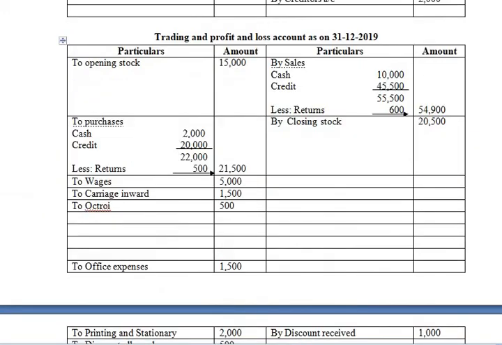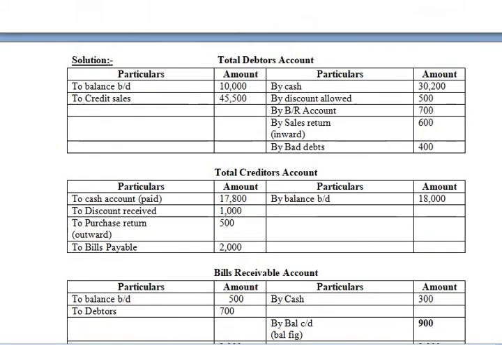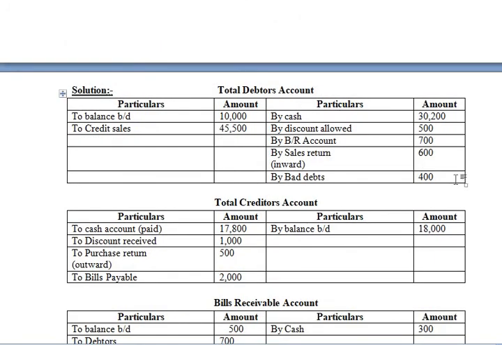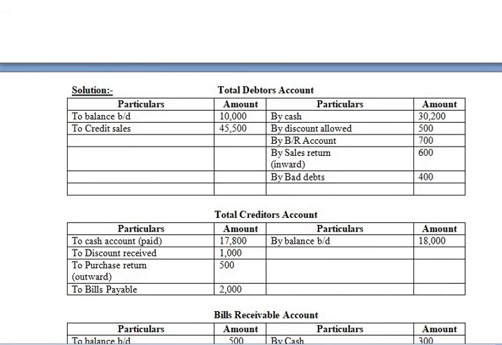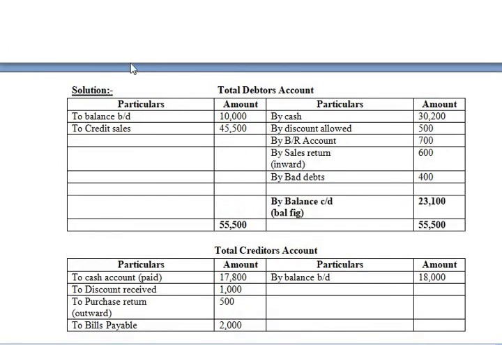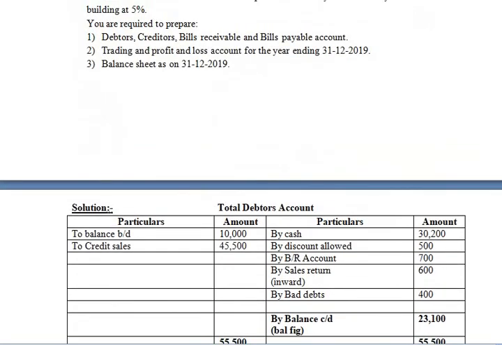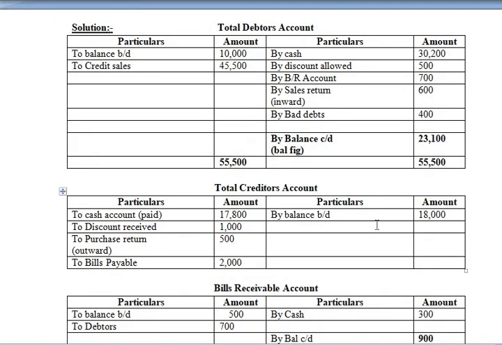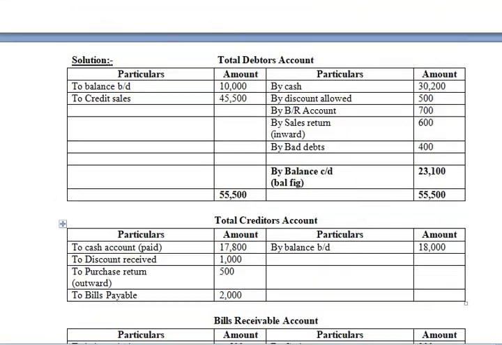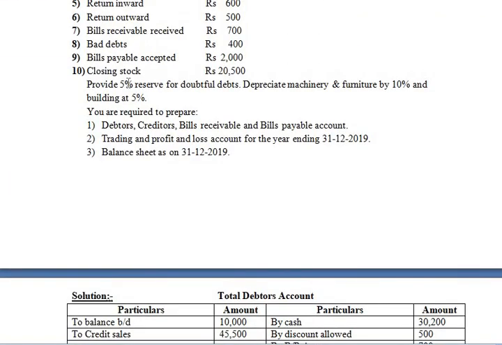Now let's take that RDD point which we have left out. First we'll close the debtors account. When you close this particular debtors account, the balance will be 23,100. On this amount you will be giving RDD. Here you are required to provide 5% reserve for doubtful debts. So reserve for doubtful debts, that is nothing but RDD.